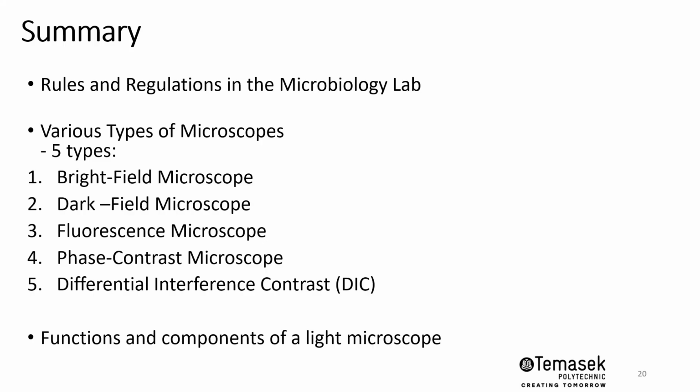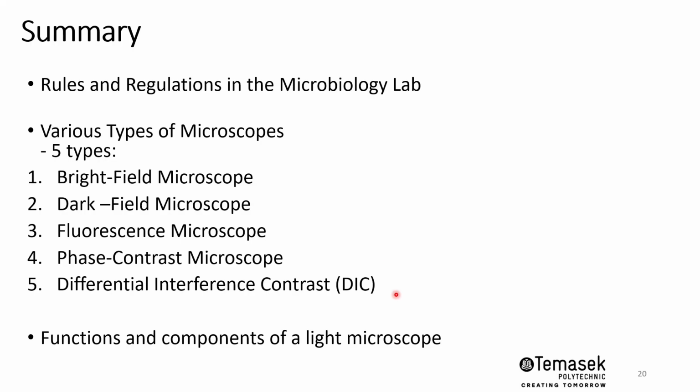We also talked about the different types of microscope. Okay, there are 5 types of microscope. Generally these are your bright field microscope, dark field microscope, fluorescent microscope, the phase contrast microscope, as well as the differential interference contrast microscope. So these different microscopes, we have talked about each of their features and what they are suitable for. It's important that you know their features and what they are operating on.